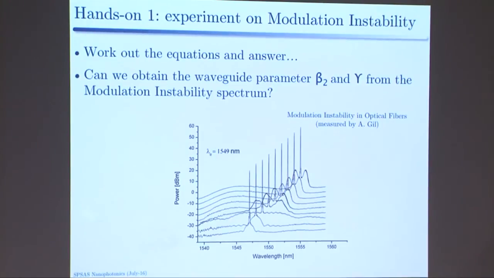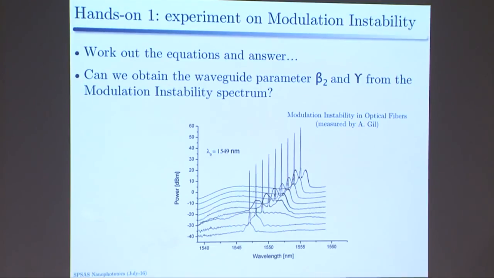And to close, this is a measurement of that. What I have here is a noise level, and I'm just tuning the pump laser to different wavelengths. And lambda 0, this is an optical fiber. It's 1549, so somewhere over here. So you can see the transition from where you have the peak to where you have no peak, just oscillatory. So in the hands-on, this is what you're going to measure.